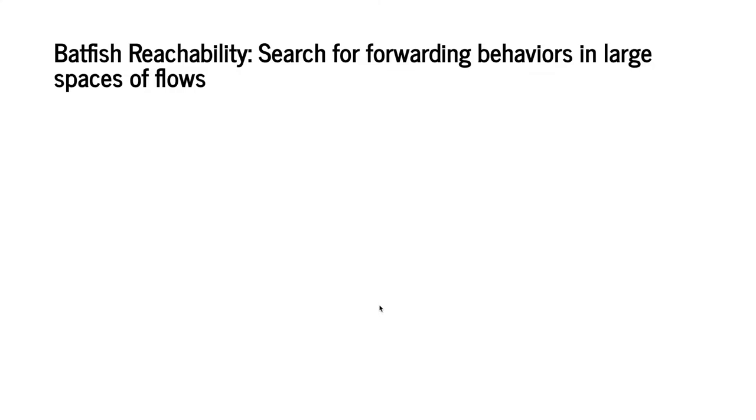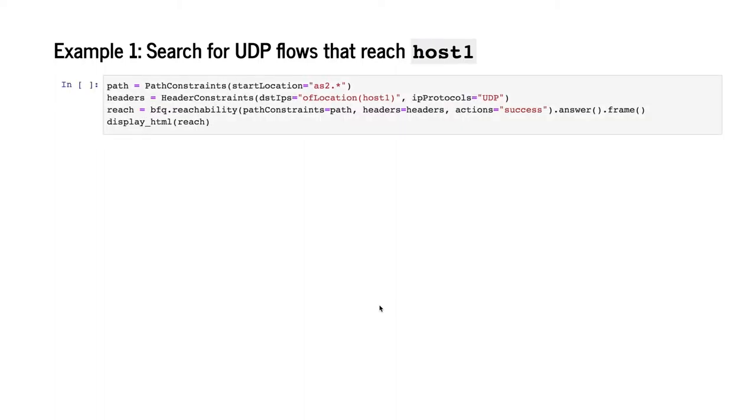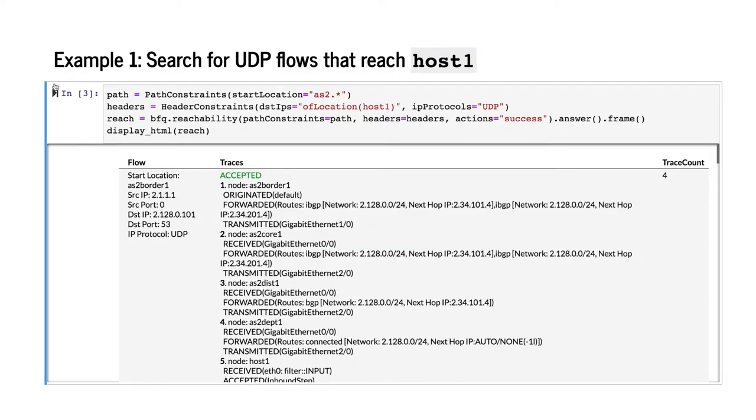Batfish's smart traceroute provides detailed information about a specified flow. However, network engineers often need information about all flows, rather than just focusing on a specific packet. For example, we may want to know which of all possible UDP flows can or cannot reach a particular host. It would be infeasible to run traceroute across the huge space of possible flows. Instead, Batfish's reachability question is an easy and efficient way to perform exactly this kind of search.